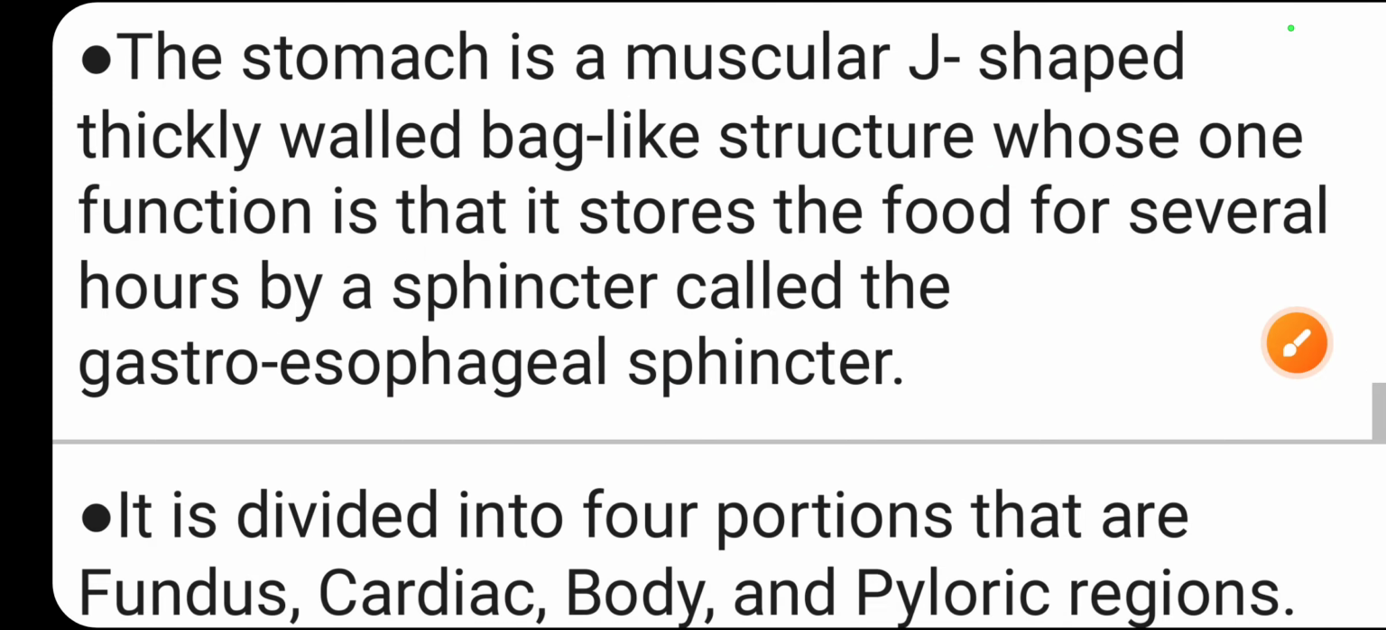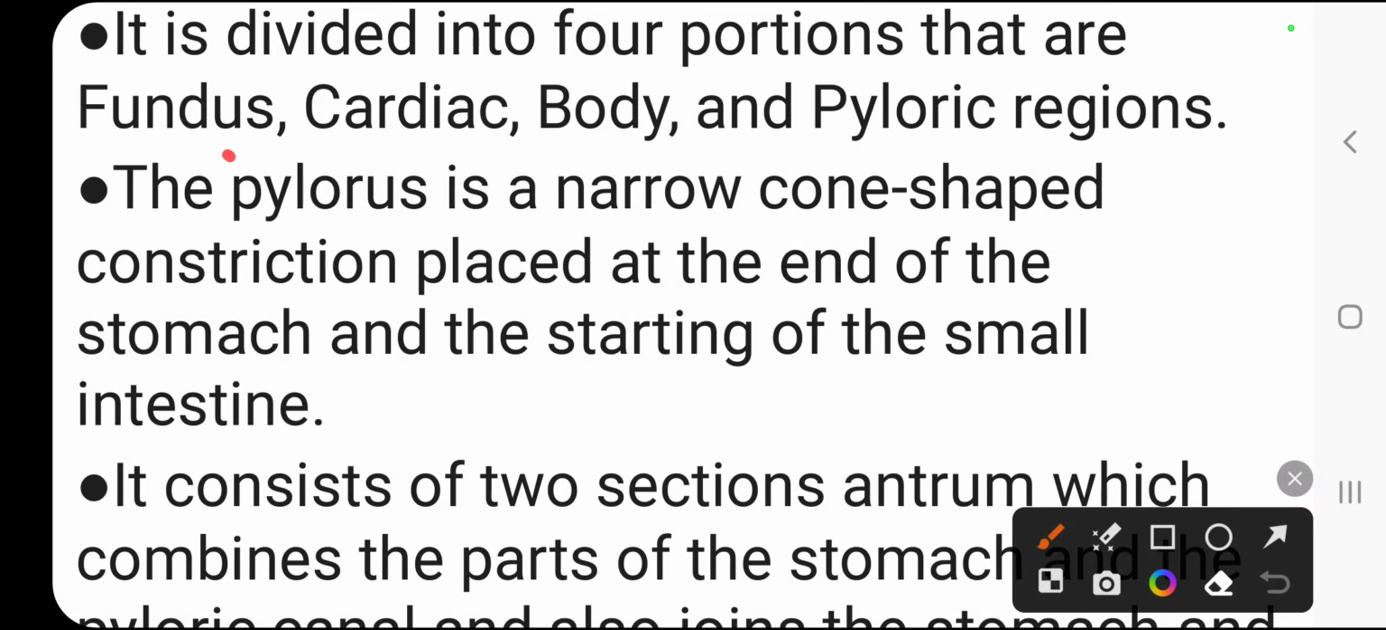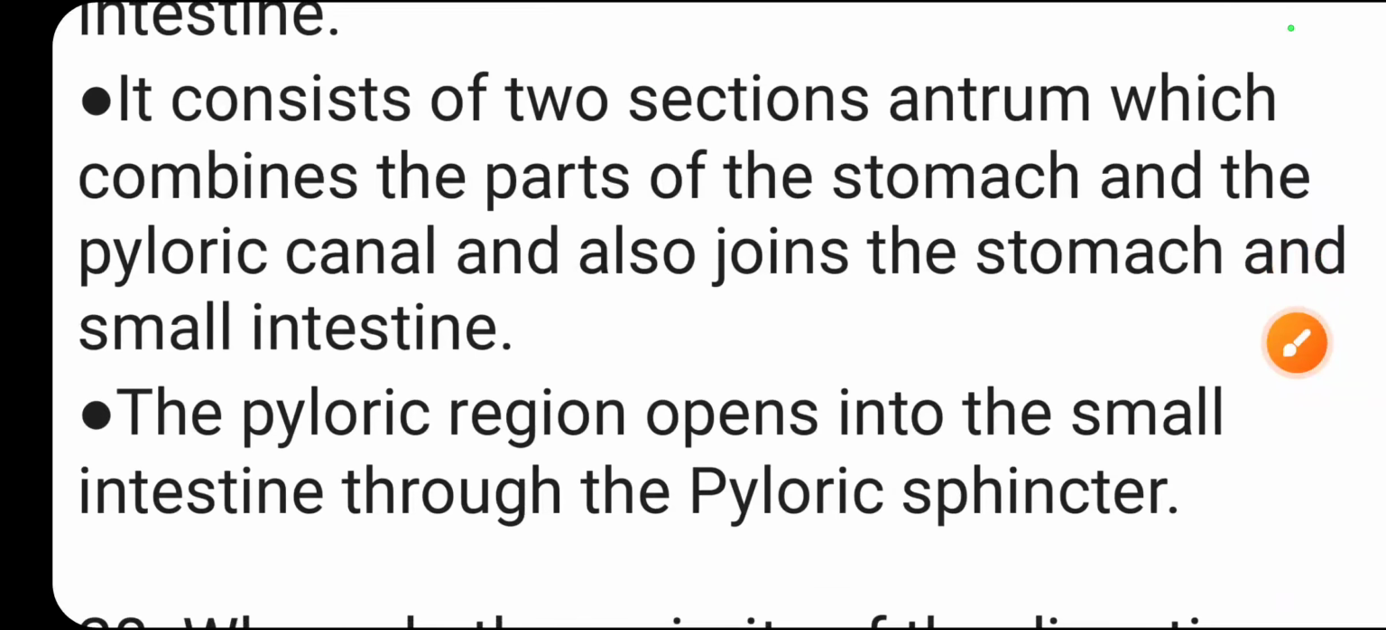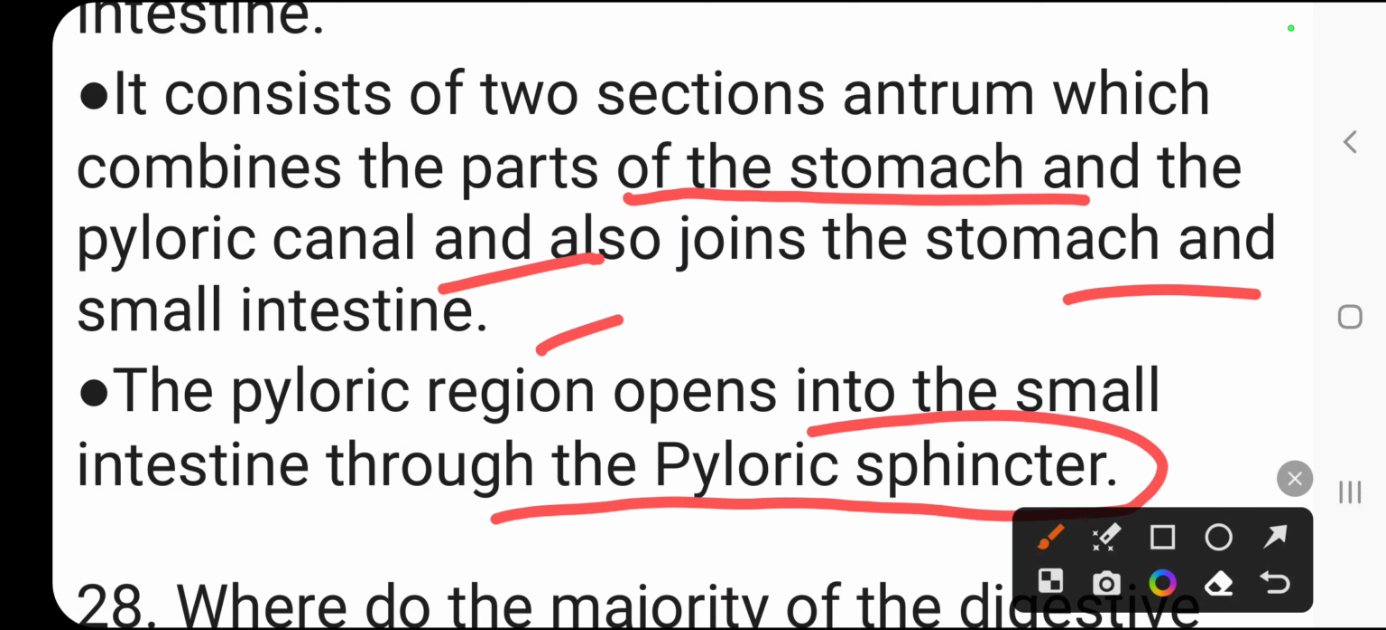It is further divided into 4 parts: fundus, cardiac, body and pyloric regions. The pylorus is a narrow cone-shaped constriction placed at the end of the stomach and the start of the small intestine. It consists of 2 sections: the antrum, and the pyloric canal, which joins the stomach and the small intestine. So it is a junction between the stomach and the small intestine, and the pyloric region opens into the small intestine through the pyloric sphincter.